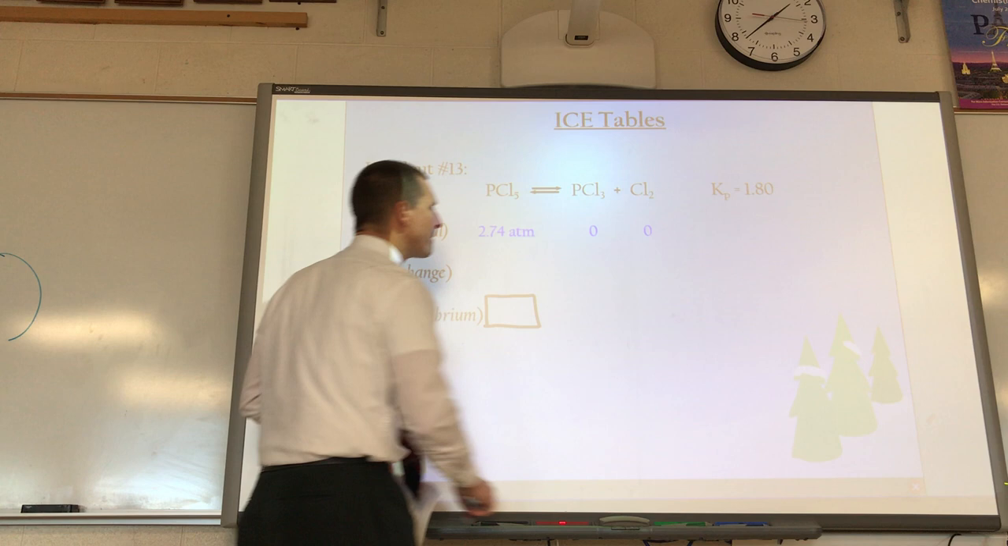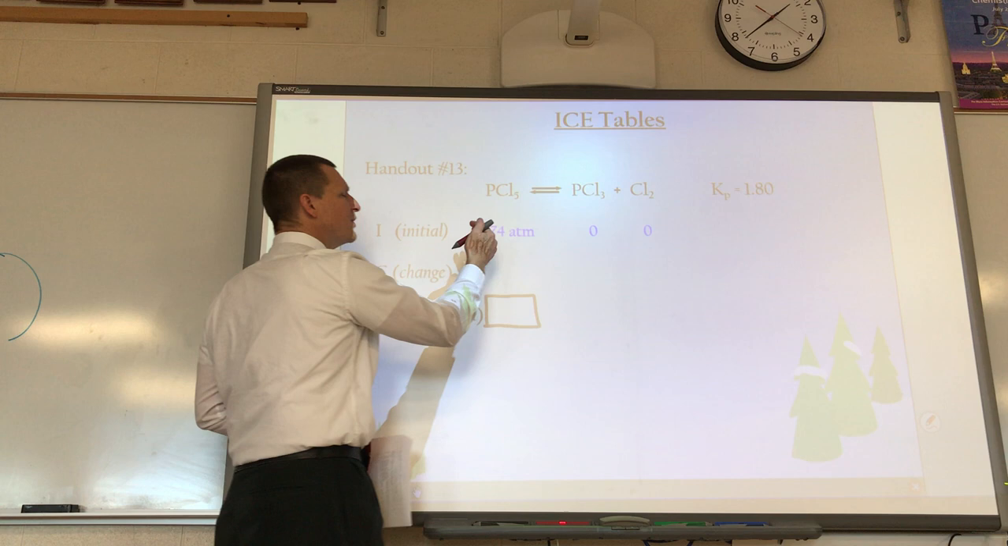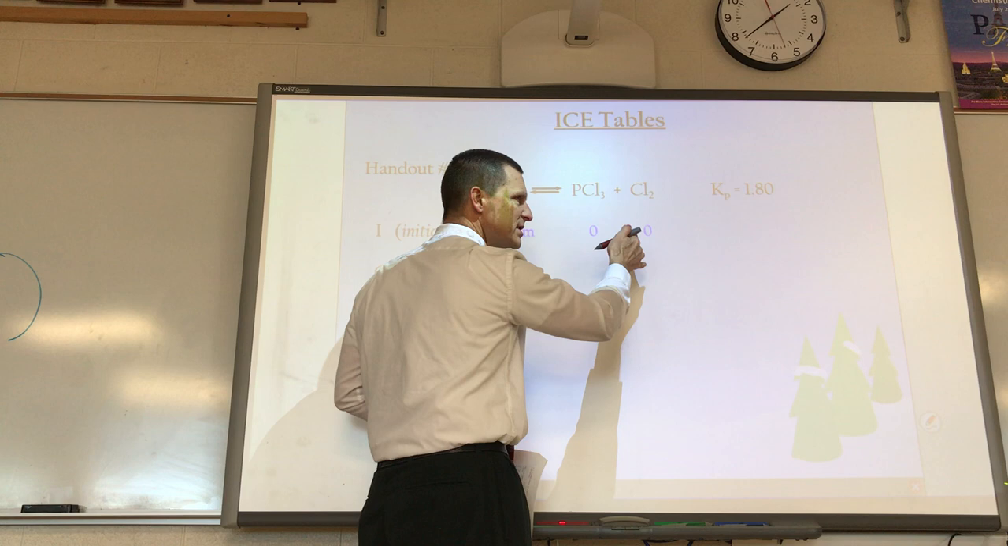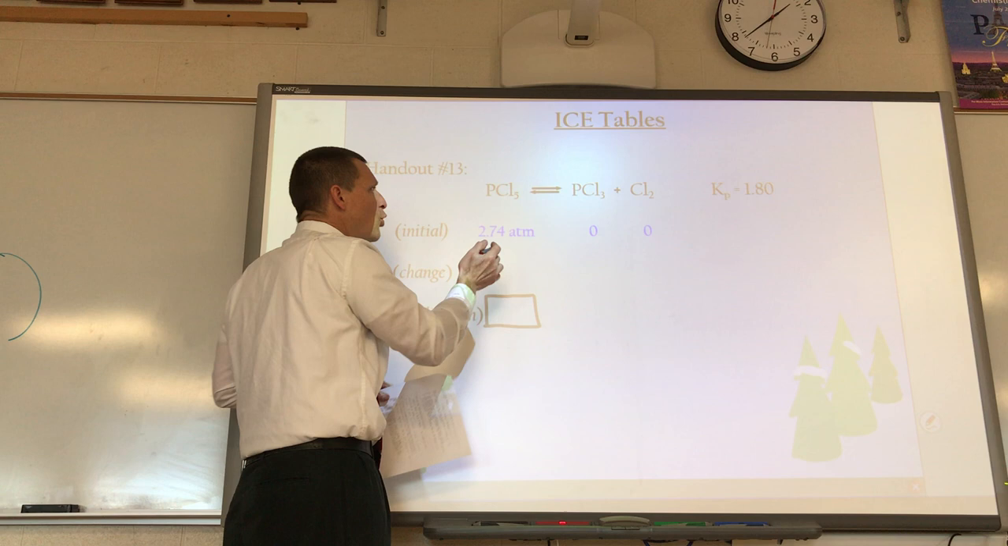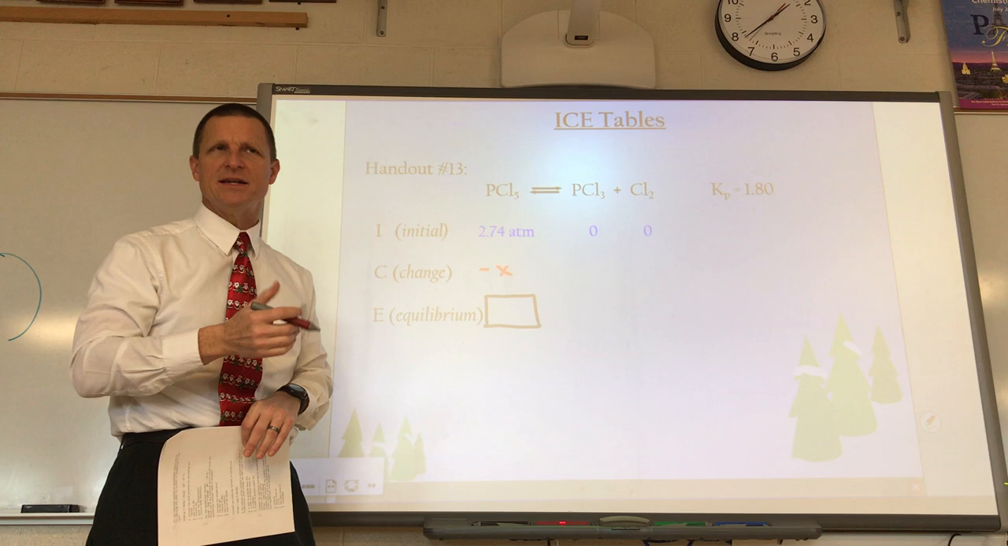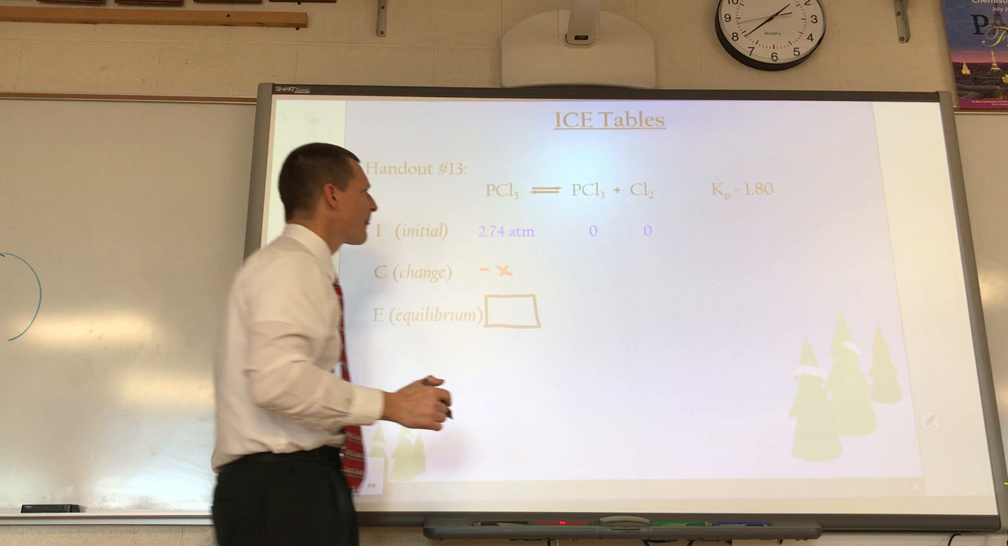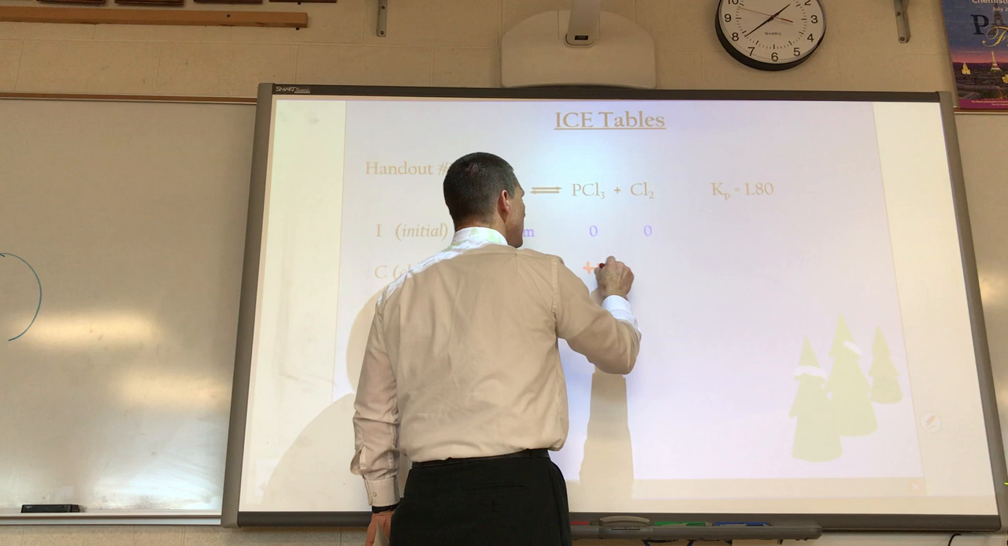So since I know this reaction is going to go to the right, I know that the 2.74 atmospheres of reactant is going to go down. And these zeros are going to go up. Some of the products are going to be made. So right now, I don't know how much this is going to change, but I know it's going to go down. So I'm just going to call it change minus X. It's going to go down by something, but I just don't know what it is yet. And then in the products, since it's a one-to-one ratio between the reactant and both products, they'll both go up by X.